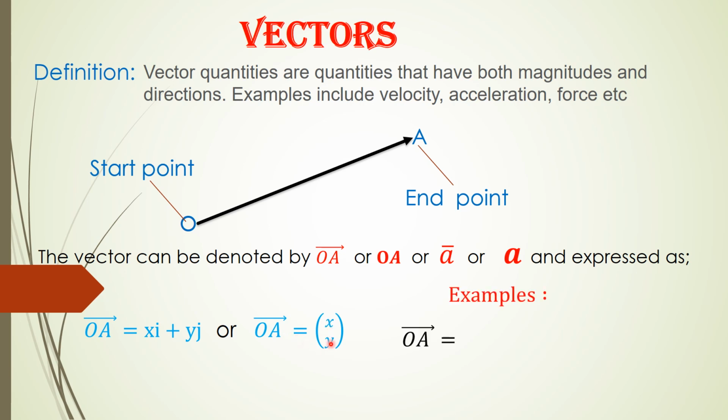Now we have some examples. We can have a vector OA given as i plus 5j. In this case, we can write it in column form as (1, 5). Or we can have a vector OB, of course, starting from a point O to a point B, given as negative 4i minus 6j. And in this case, it will be written as a column vector (negative 4, negative 6).